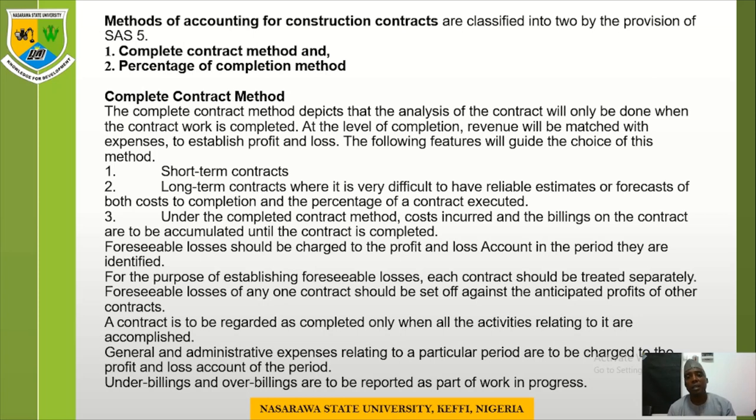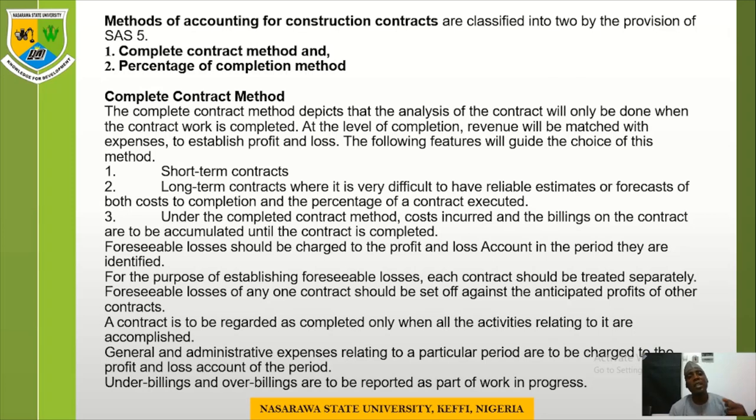But in doing that, there are some features that will guide us in the choice of this method. Whether we are to account under the complete contract method or under the percentage of completion method. Particularly for the complete contract method, these are some of the conditions or requirements that we need to be present before we could take the first method or the second method. As in the case of the first method, is the contract a short-term contract? Maybe it is a contract whose lifespan is less than a year, could be 3-6 months.